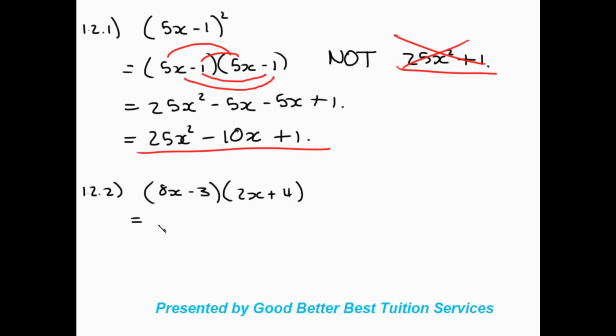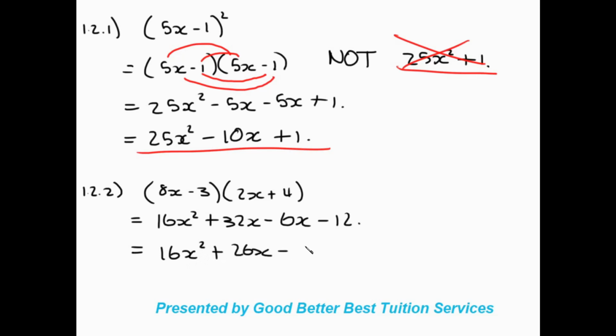So the 8x is first times into 2x, we get 16x squared plus 32x. Now we're moving on to the negative 3. It's going to times into the brackets the exact same way. So that's going to be minus 6x and then minus 12. Cool. Once we do that, we can get our final answer, which is going to be 16x squared plus 26x minus 12. Cool.